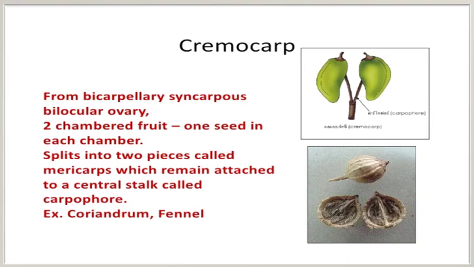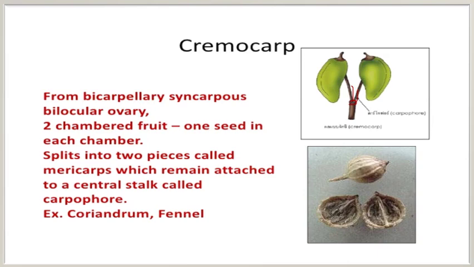So it is derived from a bicarpellary syncarpous pistil with an inferior bilocular ovary. So here you see that this one is the central stalk, called carpophore, and the two splits, mericarp, this one and this one, remain attached to this central stalk, carpophore.